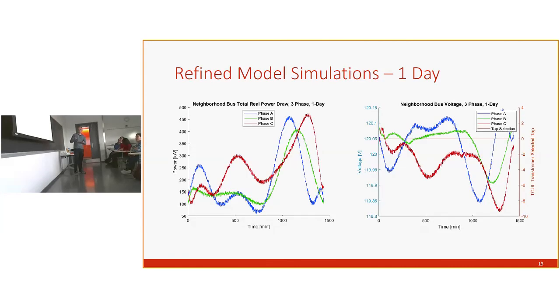So looking again at the loads, they have been reduced down to the more realistic level, and we see that we no longer are seeing action on the tap changer because our complete voltage swing across all three phases is now less than 0.2 volts.